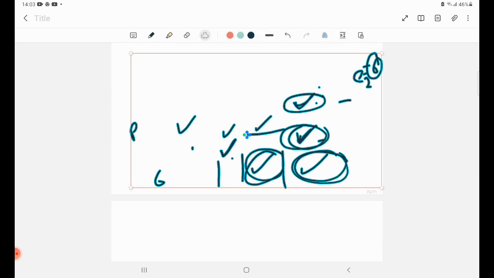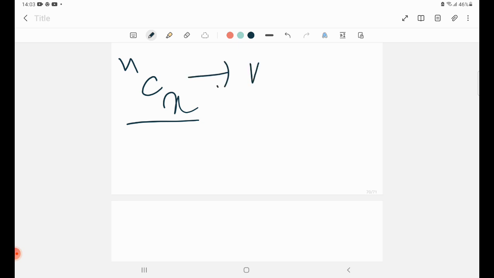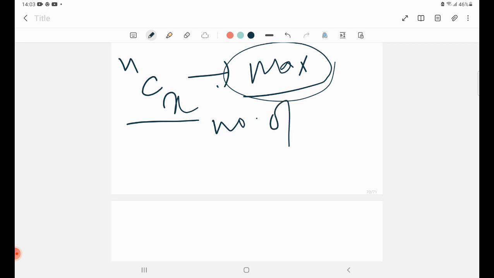Because it's always about choosing. What are we doing at the end of the day? We're just choosing x languages from n languages. It is nothing but n choose x. We are choosing x languages from n languages, and we need to maximize this. Whatever is the maximum value of this is the number of people that can be satisfied.